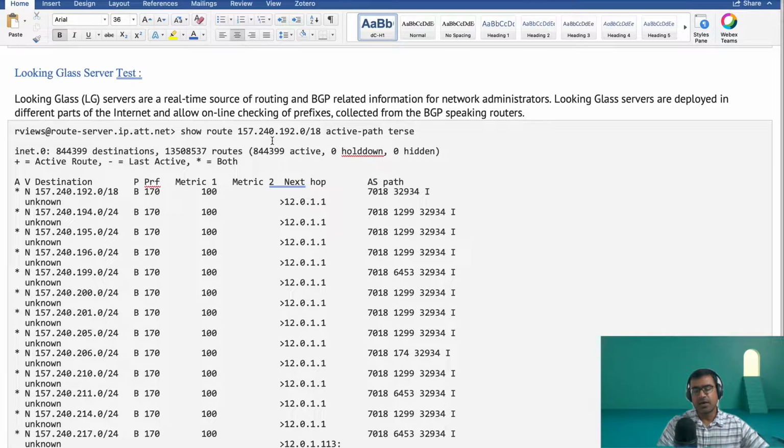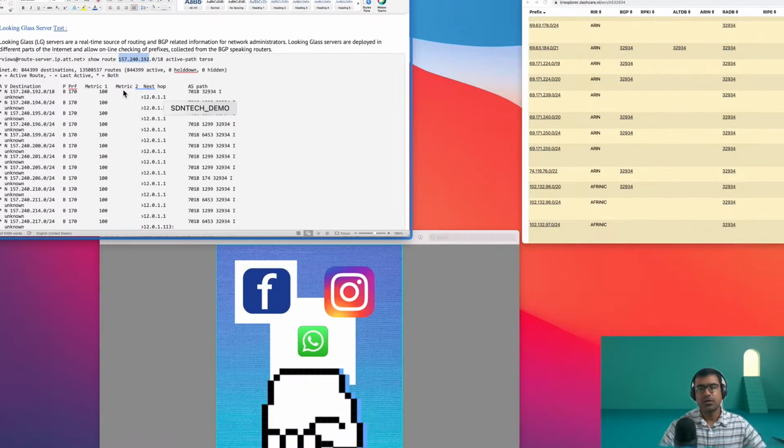And what I did, since I already knew which prefixes are owned by Facebook from IRR Explorer, I took the bigger chunks of their subnets, like /18 and /20, and started investigating which destinations, which routes, are available and which are not. As you can see in this example, 157.240.192.0/18, which was part of Facebook.